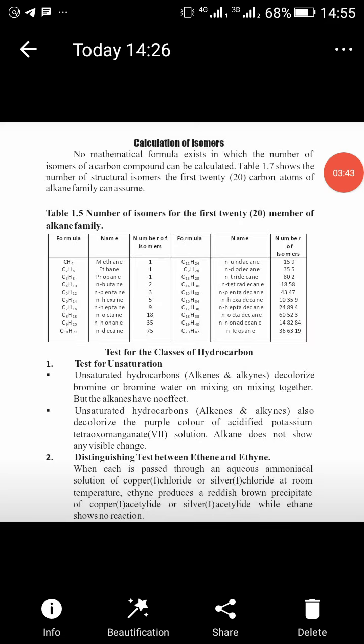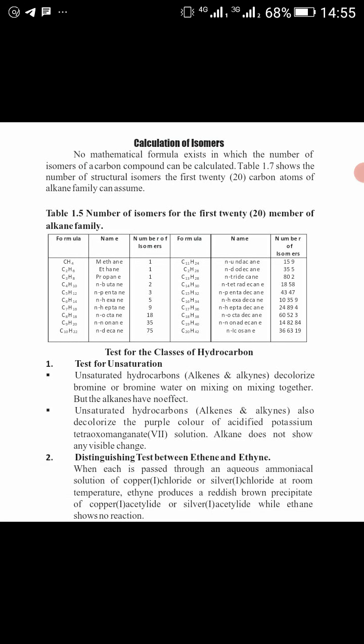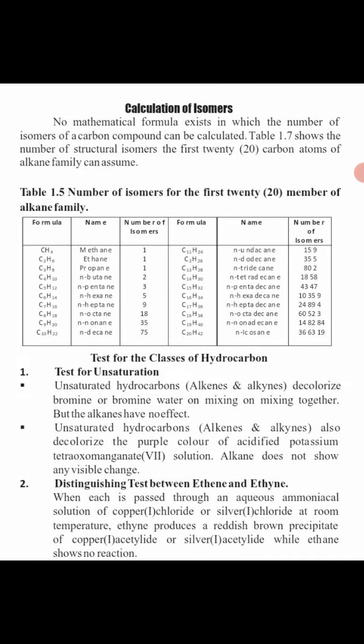All right, quickly, calculation of isomers. Look at the table: number of isomers for the first 20 members of the alkane family. You can study the table. If you want to memorize it, no problem. Methane has 1, ethane has 1, propane has 1, butane 2, pentane 3, and all that.